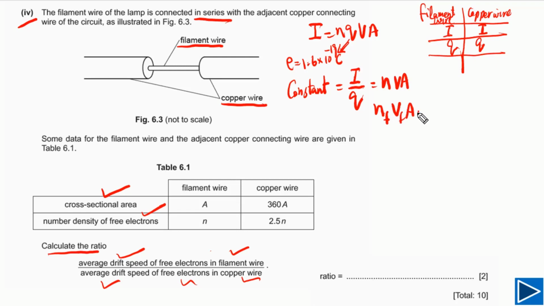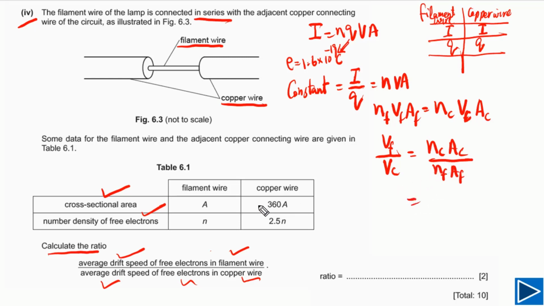So we can write the number density of the filament wire and the drift speed of free electrons in the filament wire times its cross-sectional area, equal to the number density of free electrons in the copper wire times the average drift speed of free electrons in the copper wire times the cross-sectional area of the copper wire. But the question asks for the ratio of drift speed in the filament wire over drift speed of free electrons in the copper wire. So we rearrange this, and we can say this is n_C A_C divided by n_F A_F. The number density for the copper wire is given, that is 2.5 N, and the cross-sectional area of the copper wire is given, that is 360 times the cross-sectional area of the filament wire.